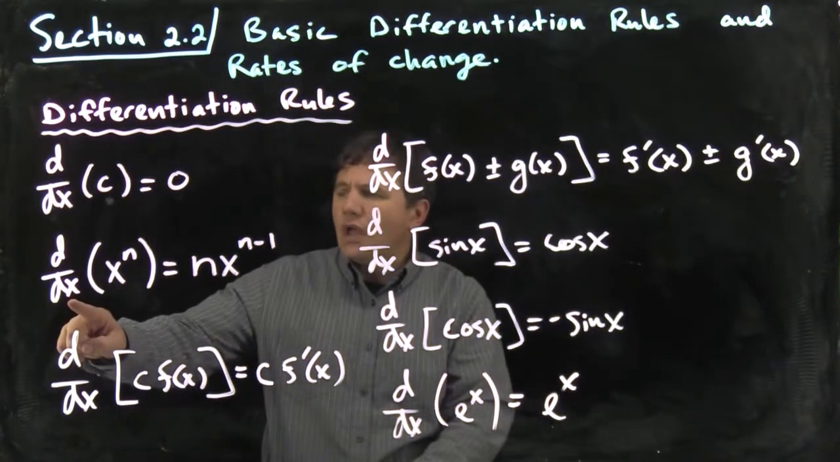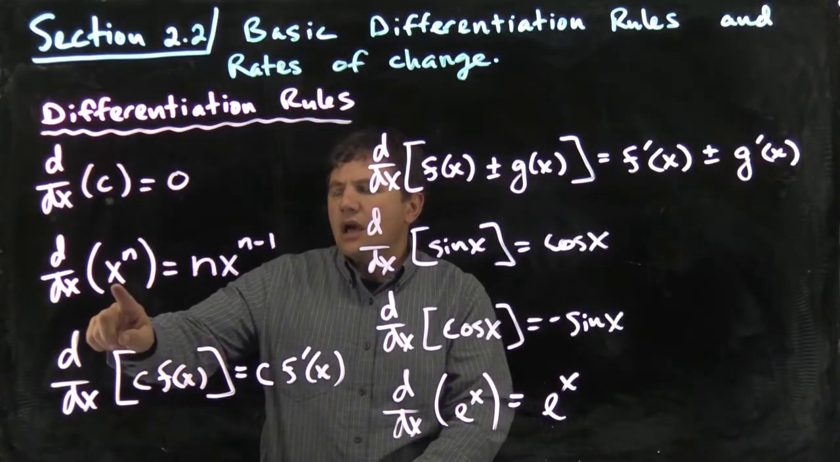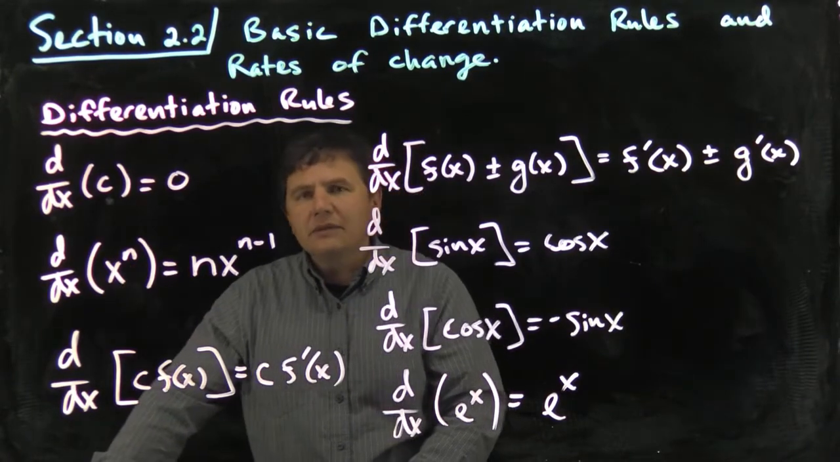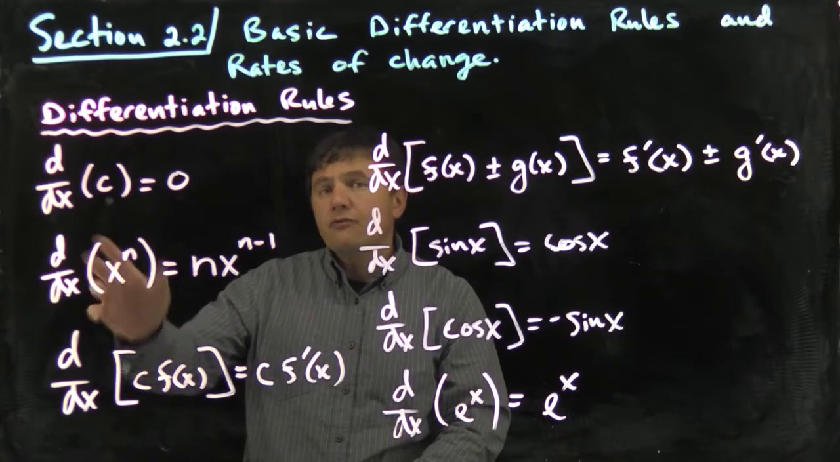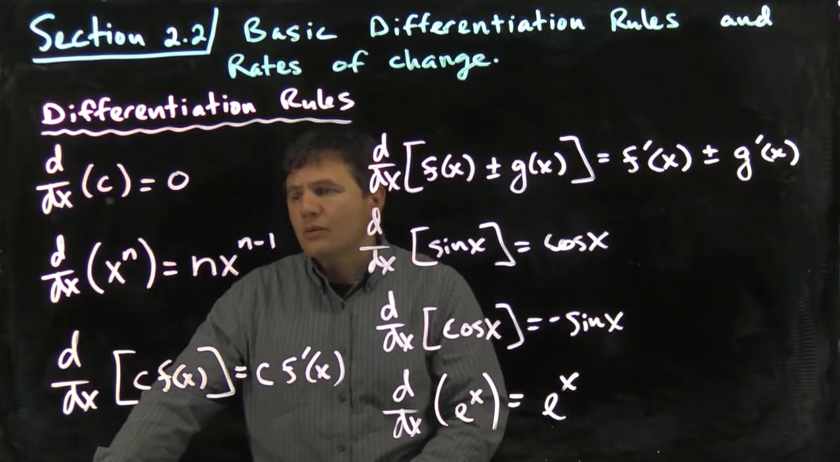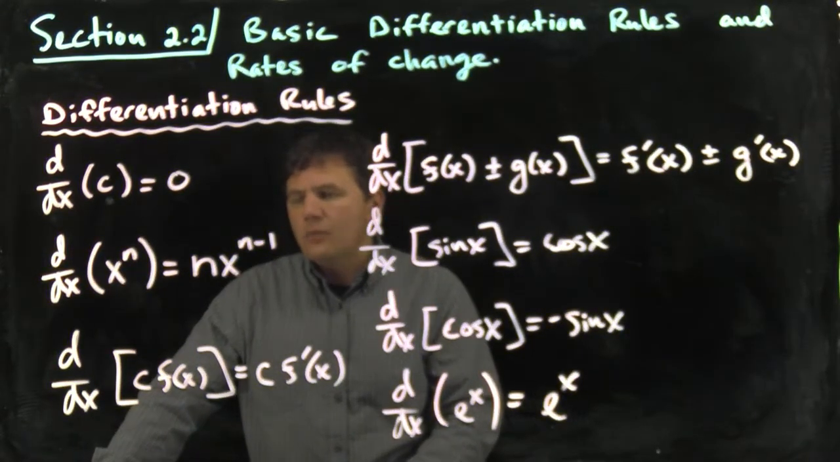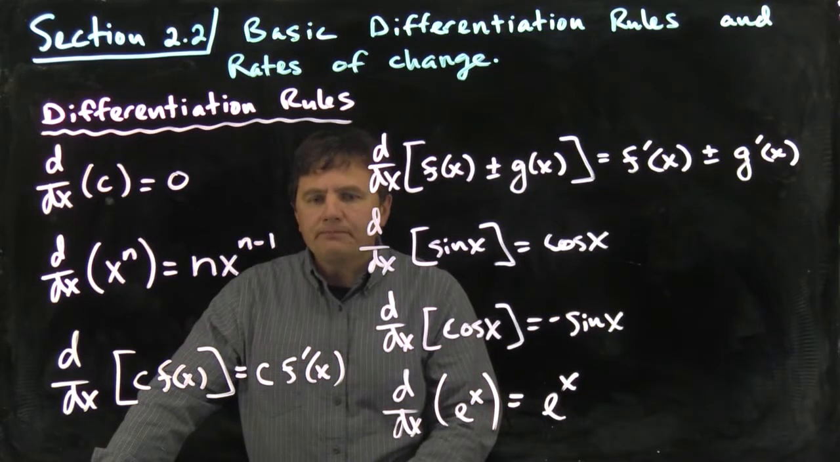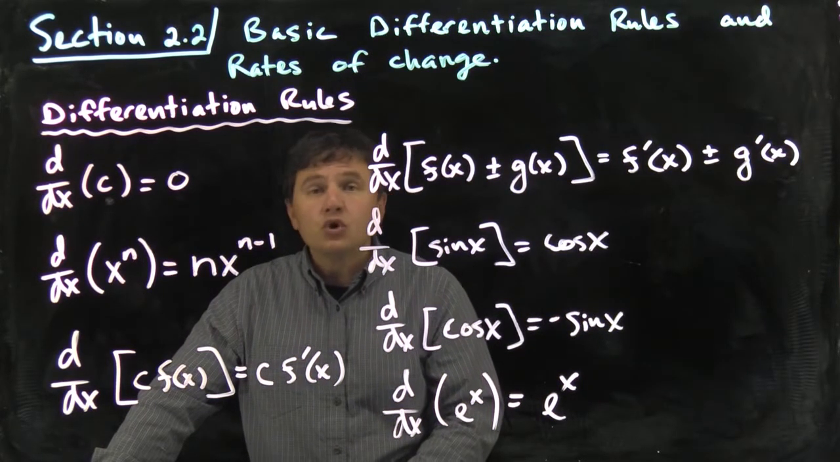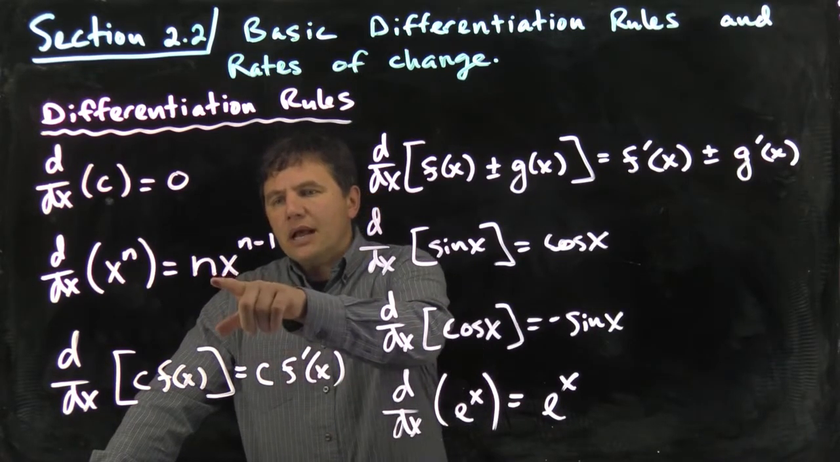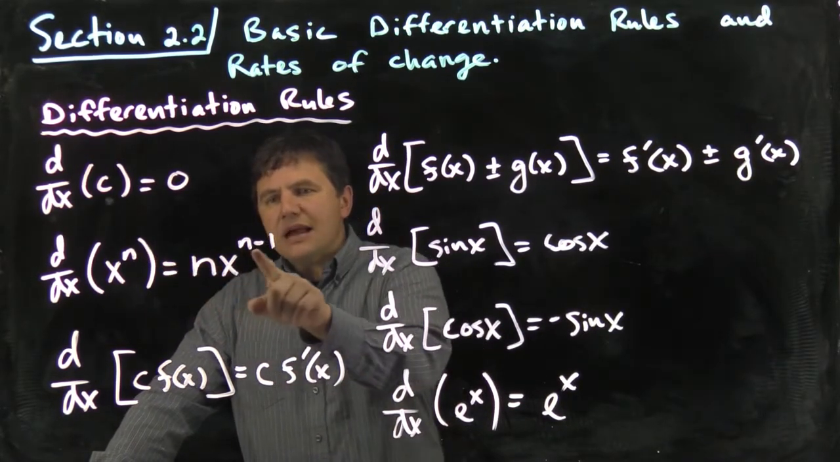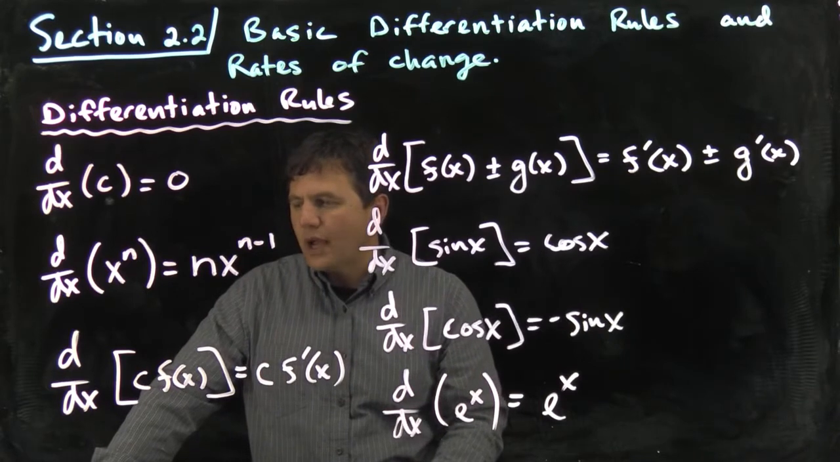Okay, this next one, we take the derivative of x to any n. N can be any rational number, so we can use this one to deal with fractions, like if x is in the denominator, we can make n negative. We can also use it to deal with roots, like the square root, we would use n equals 1/2. But what ends up happening is the n comes down and then that drops a degree, okay?